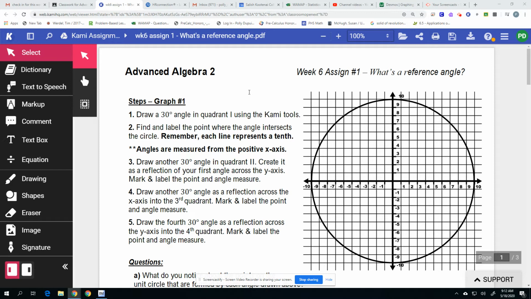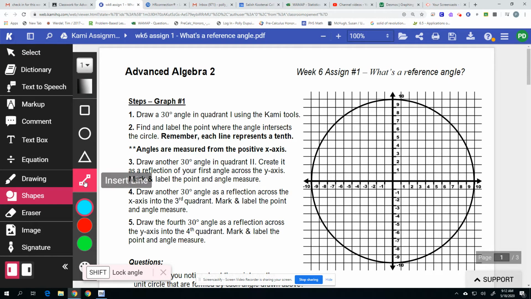So I'm going to do the first couple of steps here for graph one, and then you'll just repeat this to conclude graph one, and then do graph two and three. So if you look, we're going to draw a 30-degree angle, and in Cami, if you go get your shape and you get a line, and you want to insert your line, we're always going to measure off of this x-axis. So you can see in blue there that I'm going until I get to 30.